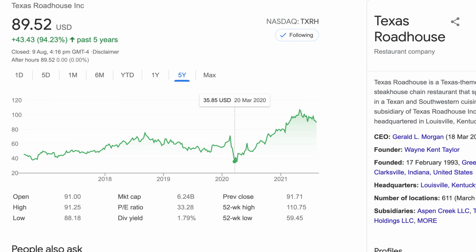And since then, it has delivered me over 100% over the course of about a year and a few months. So it has been a very, very successful investment. And the reason why it was is because I knew what price was appropriate to pay. So how did I do it?